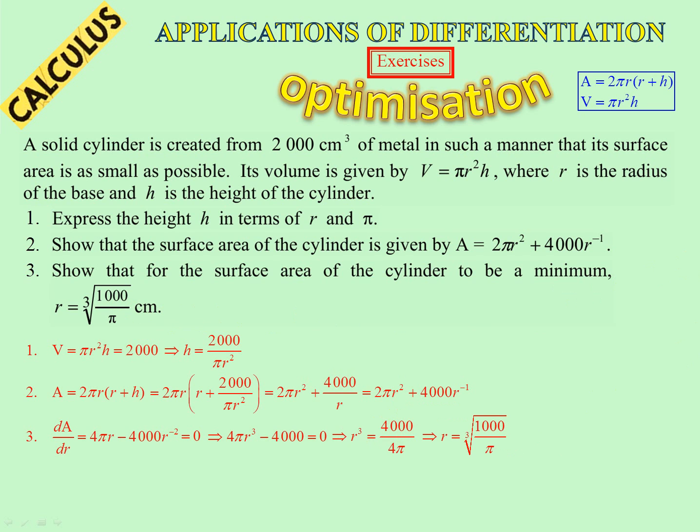Strictly speaking, we should be finding the second derivative. I don't think I've done so. But the second derivative would be 4 pi plus 8000 over r cubed. And it's very easy to show that that is positive for r being positive.